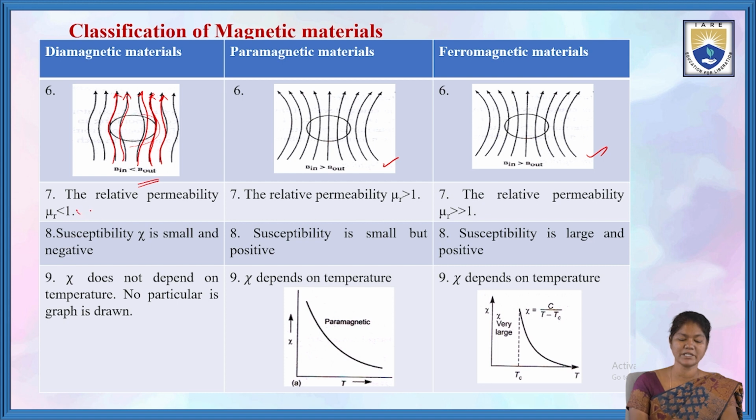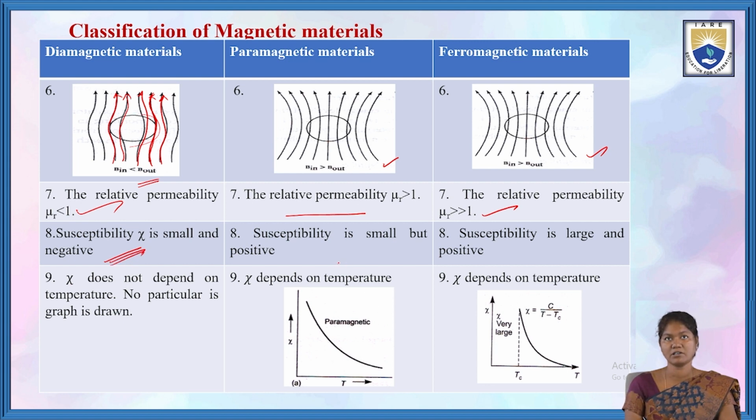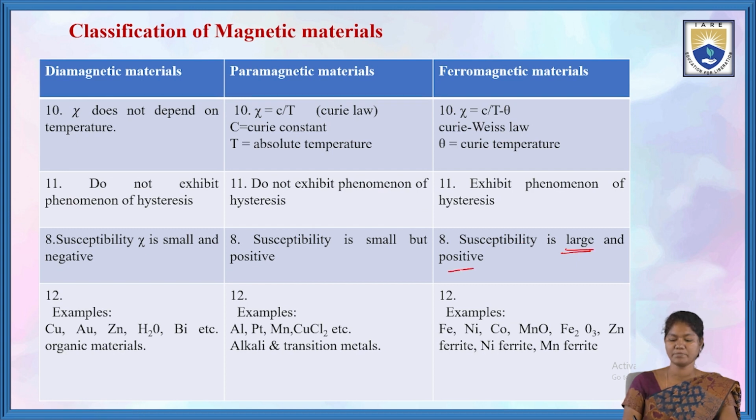The relative permeability mu r is less than 1 in diamagnetic, and in paramagnetic the relative permeability mu r is greater than 1. For ferromagnetic material mu r is much greater than 1. Coming to the susceptibility, in diamagnetic material chi is small and negative. In paramagnetic materials, it is small and positive. For ferromagnetic material, the susceptibility is large and positive.